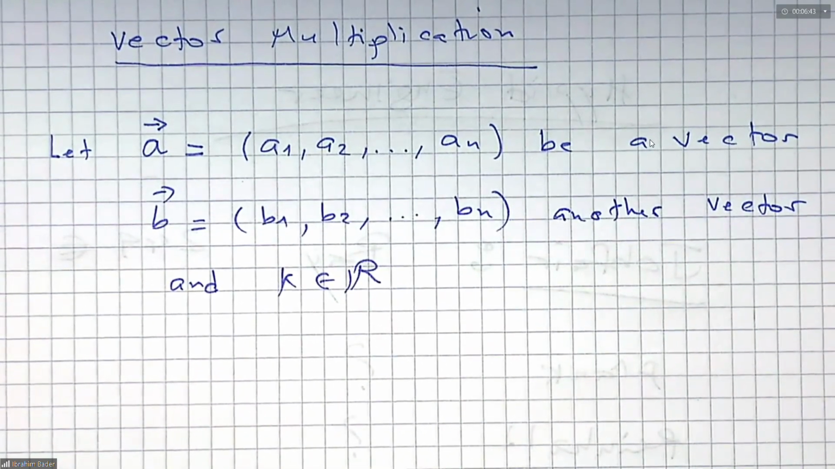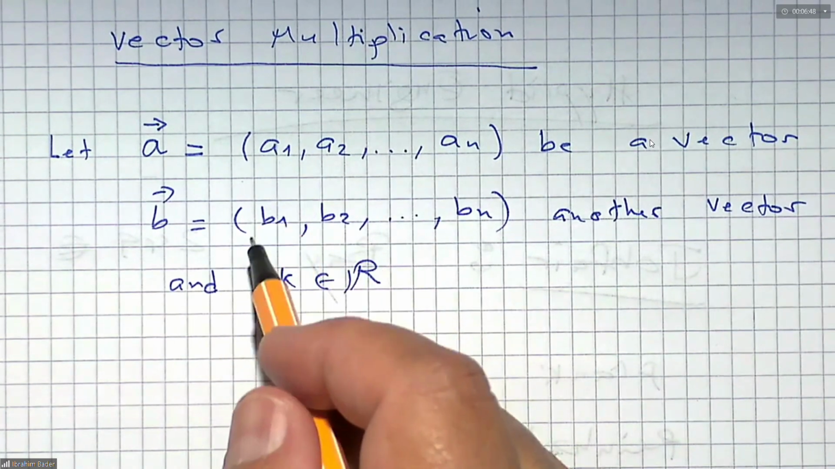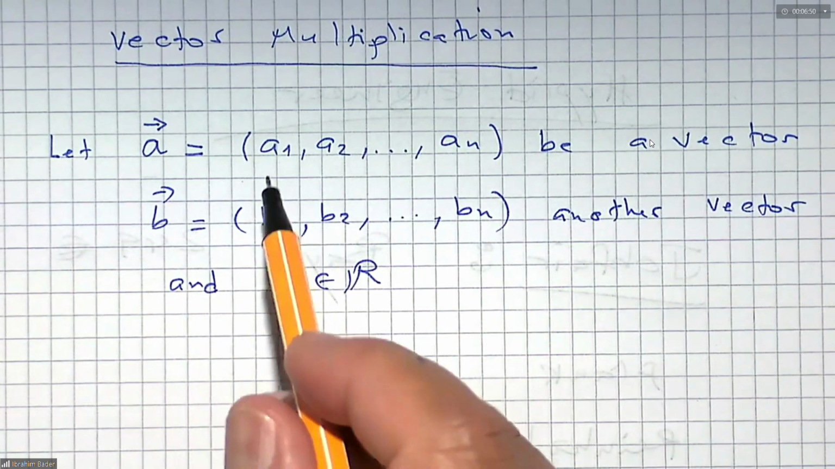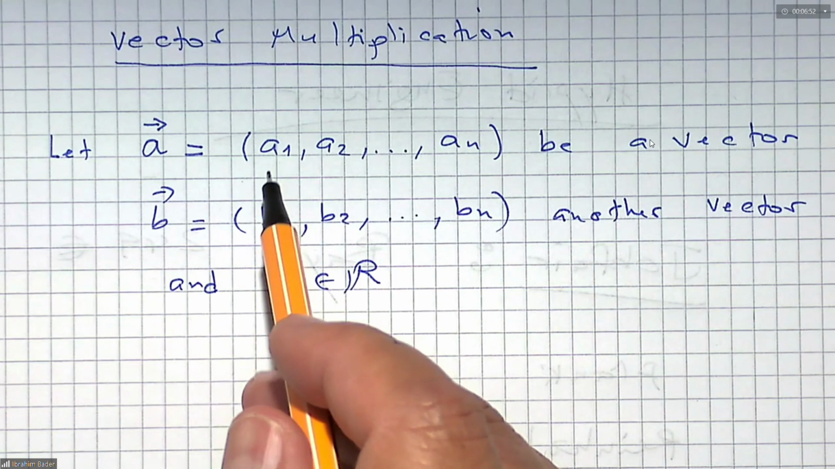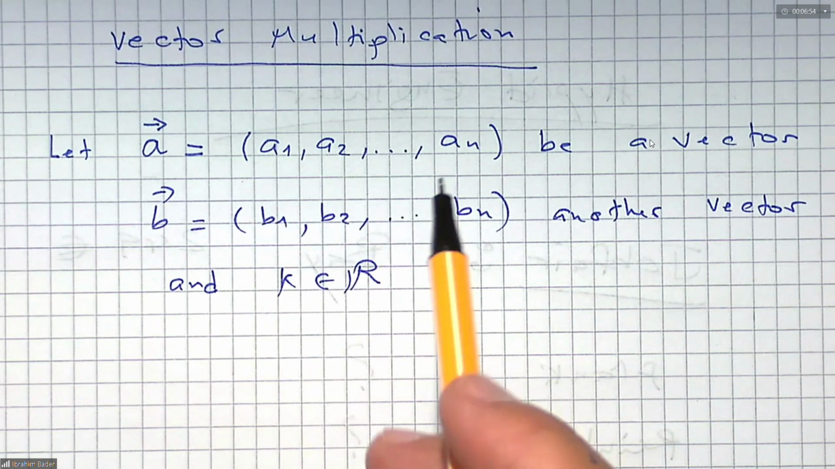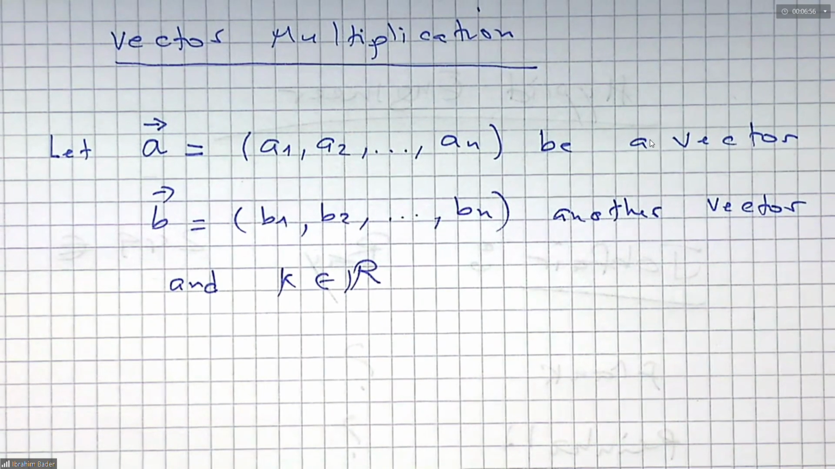So last time we defined addition and subtraction of vectors, which we do component-wise. So if you want to add A and B, you add A1 to B1, A2 to B2, and so on. Now, regarding multiplication, we will distinguish three types of multiplication. The easiest is multiplying with a scalar.